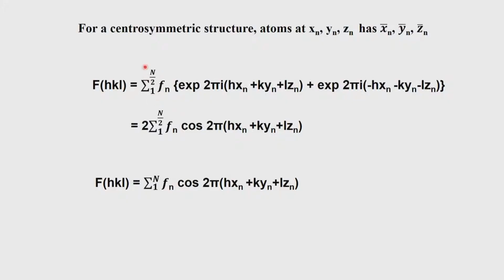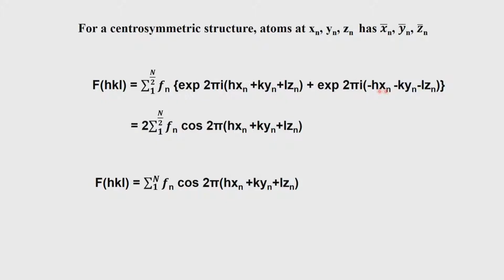to n divided by 2, because now we do not have to consider x y z separately and x bar y bar separately, and if we do separate them, then its summation is over only half the number, because for every x y z there is a minus x minus y minus z present in the crystal lattice or in the unit cell, and therefore this summation is over the unit cell, and this now you see is n divided by 2 fn exponential 2 pi i (hxn + kyn + lzn) plus exponential minus of (hxn + kyn + lzn).